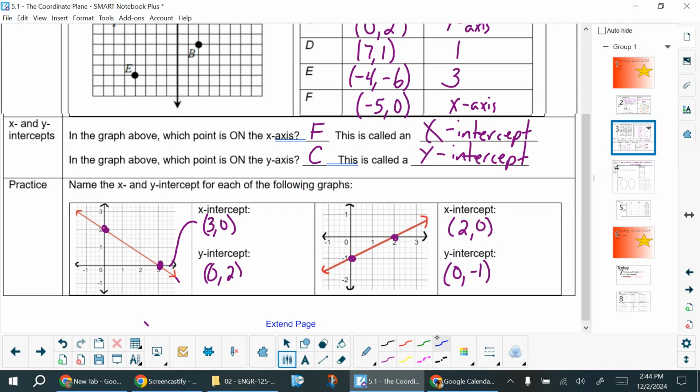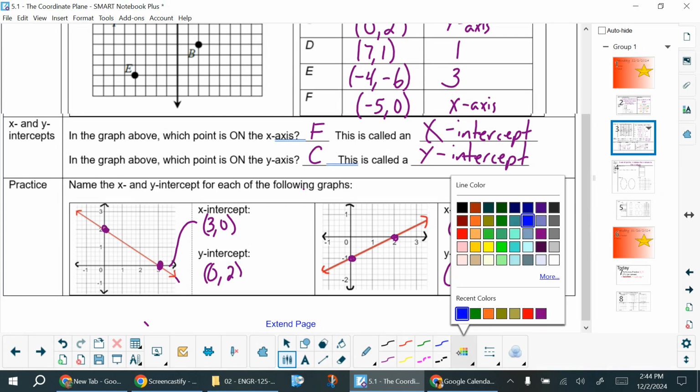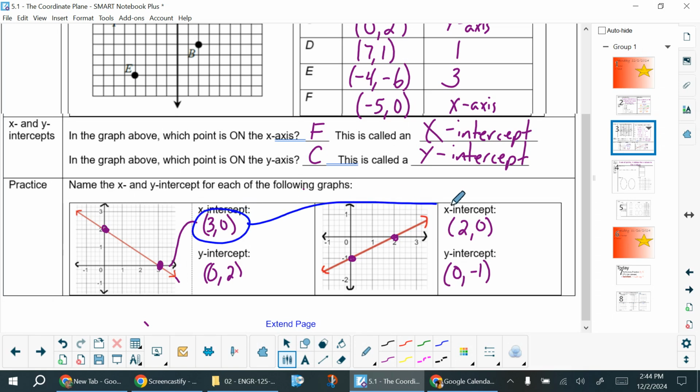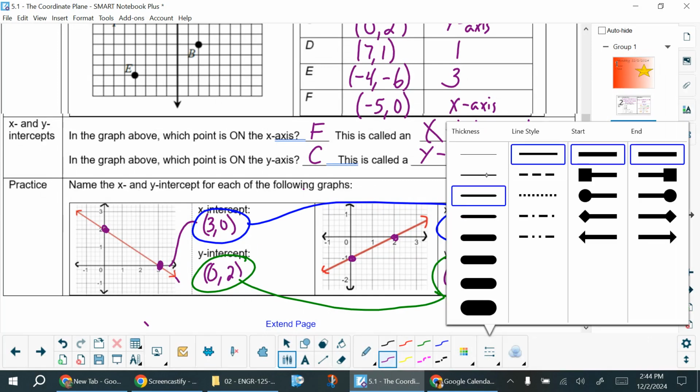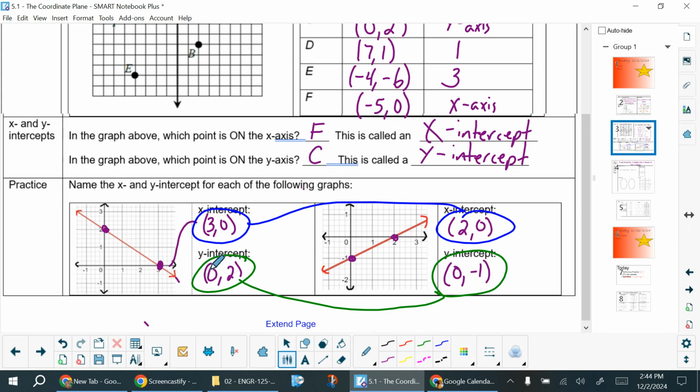One thing I want you to notice here is that anytime we have an x-intercept, you'll notice that the y-coordinate is 0. If it is on the x-axis, that means we can't have gone up or down at all, so that y-coordinate has to be 0. Same thing happens with the y-intercept, just in reverse. Since we are on the y-axis, we can't have gone left or right at all. So the x-coordinate on the y-intercepts is 0 every single time.